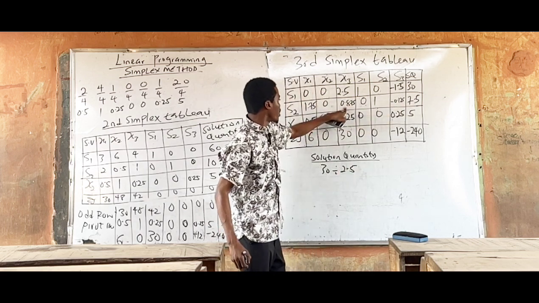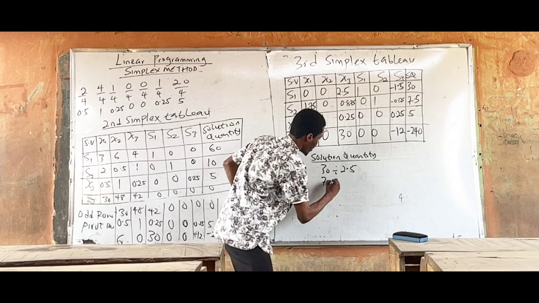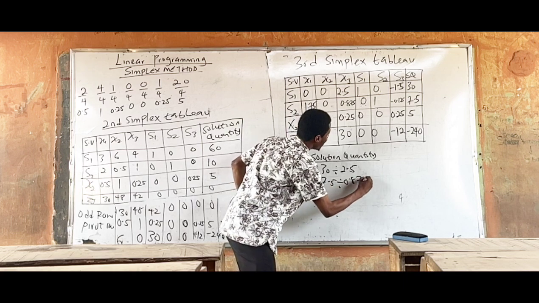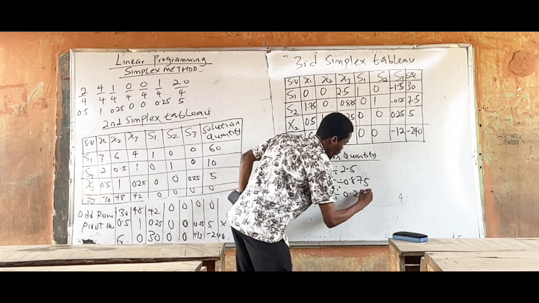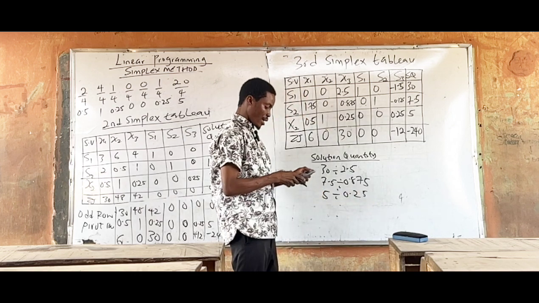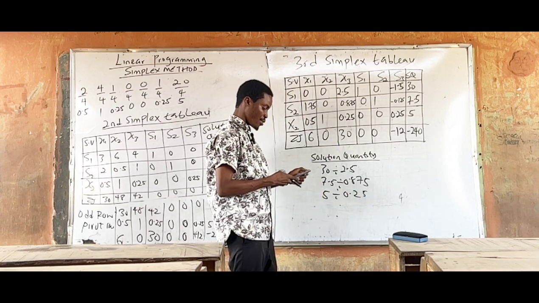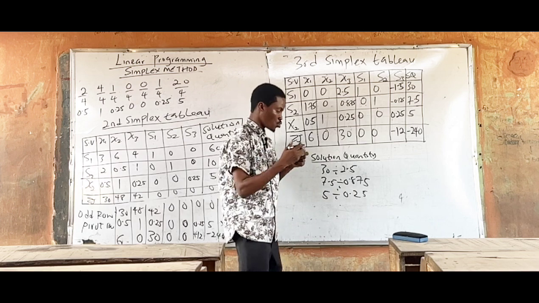7.5 divided by 0.875. Then 5 divided by 0.25. If I divide 30 divided by 2.5, what am I going to get? I'm going to get 12.